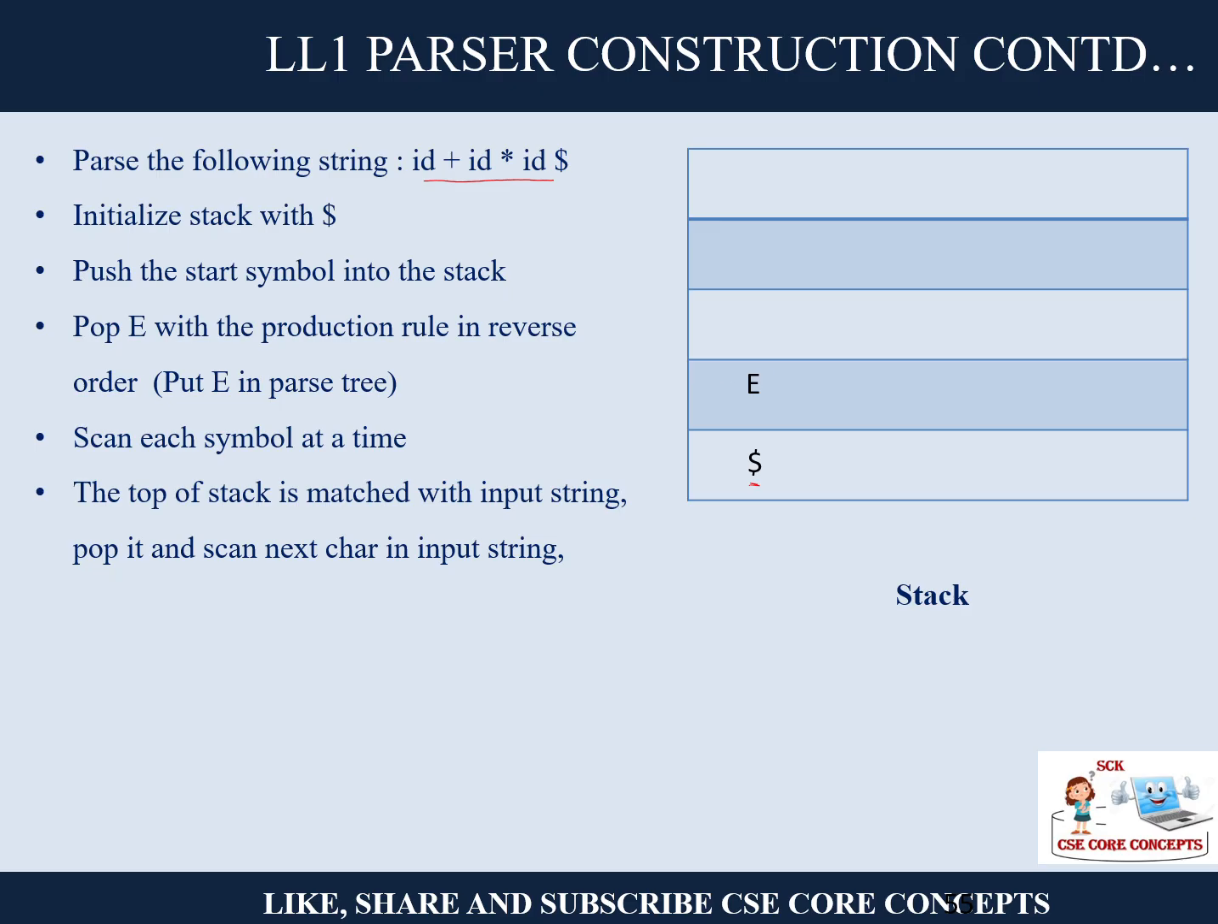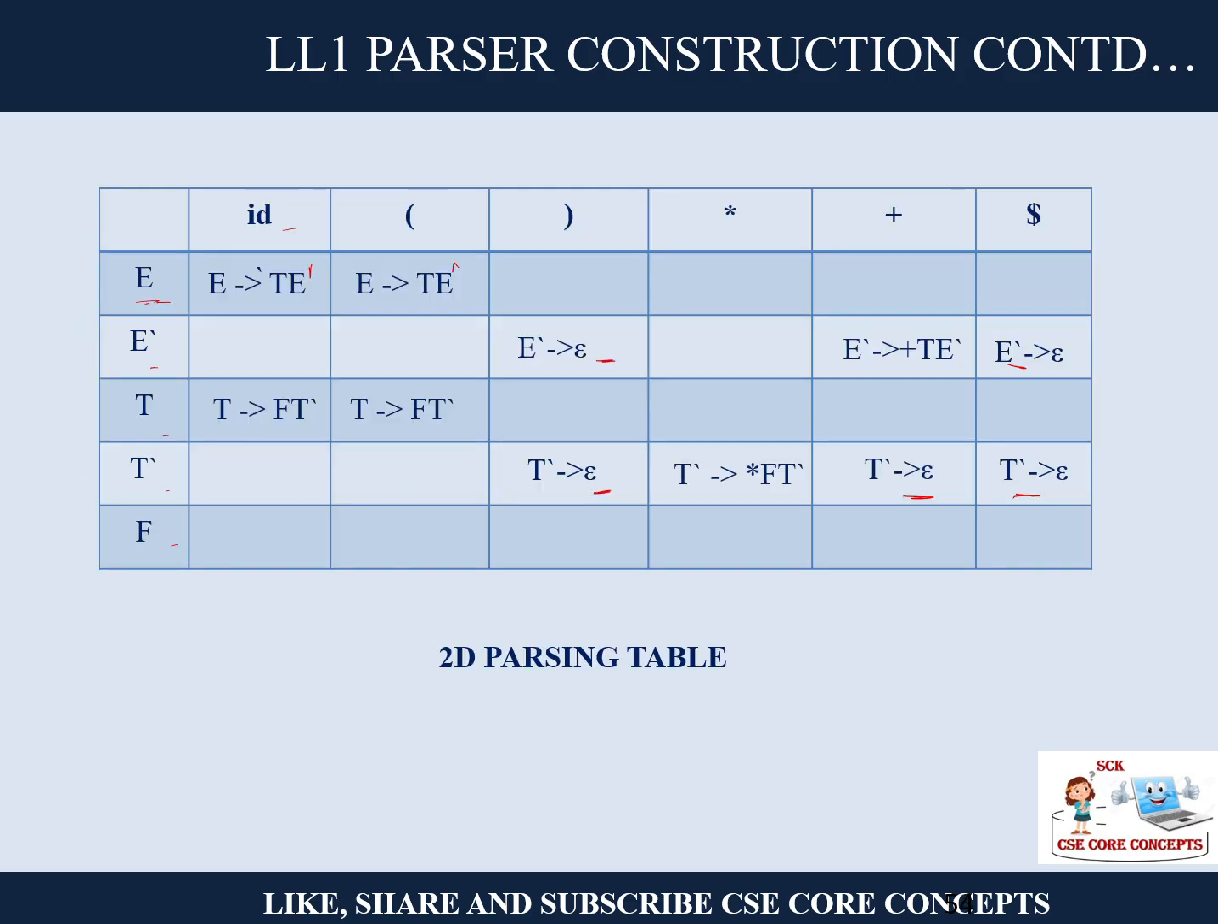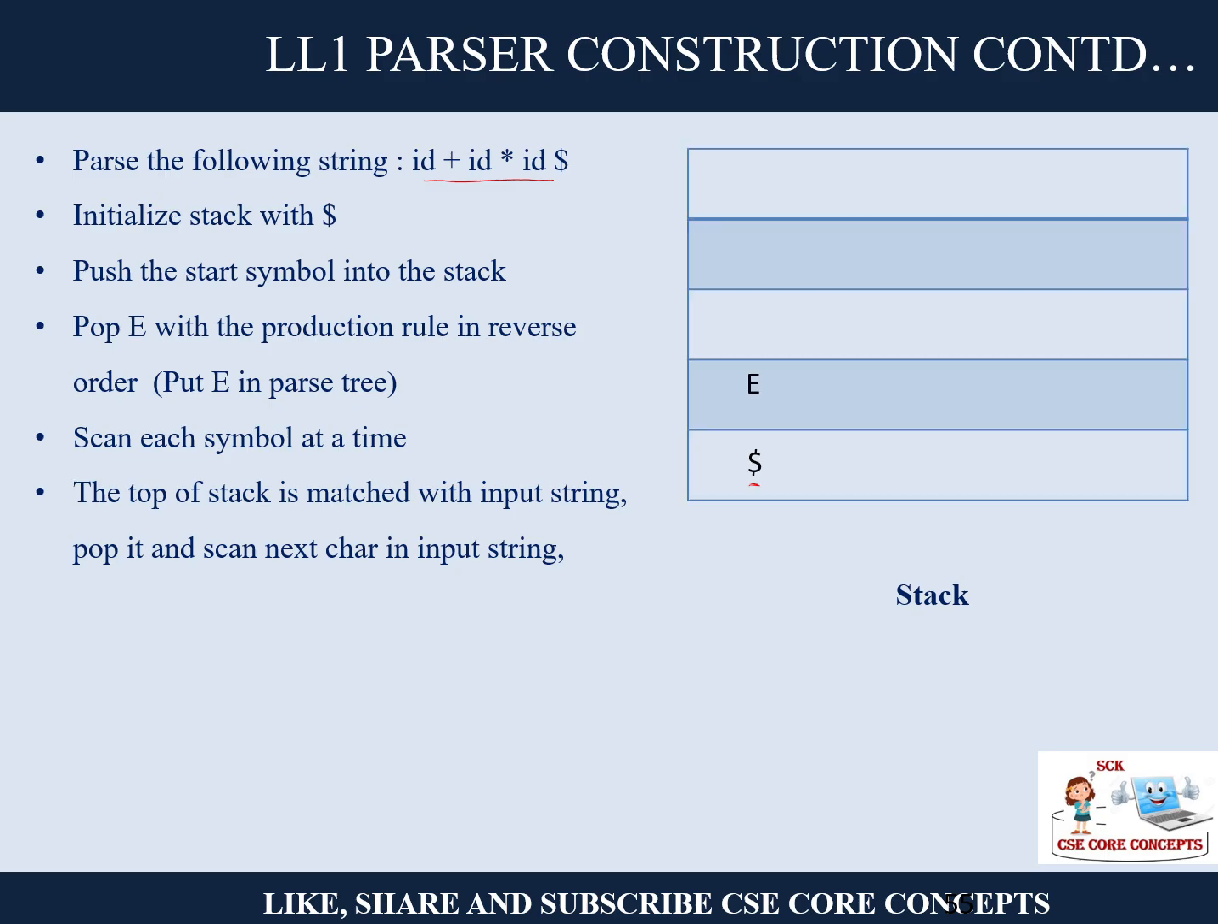Now E has to be replaced with its grammar. What was the grammar for E? That is TE prime. So E has to be popped out. When you pop out E, you put the grammar of E in the reverse order. T will be first, E prime later, because your grammar was E is TE prime. So first you add E prime, in the reverse order, then you add T.